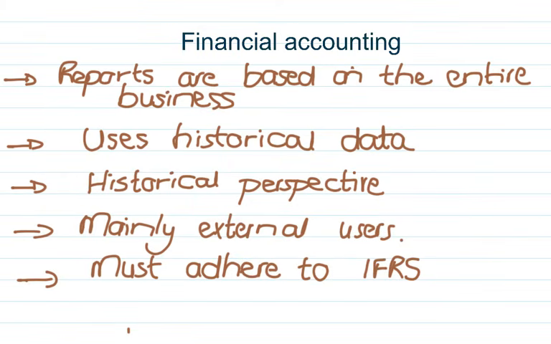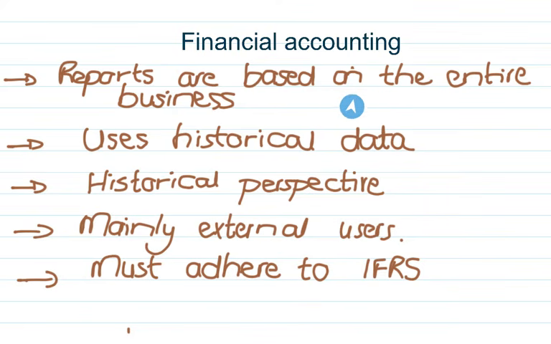This is just a brief summary of financial accounting. The reports are based on the entire business. You don't have specific reports for specific departments. The reports, your financial statements, are based on the entire business. And you will remember that we have a set of financial statements. Now that set of financial statements started with your statement of profit and loss. Then we did the statement of financial position. Those are the only two that we did last semester.